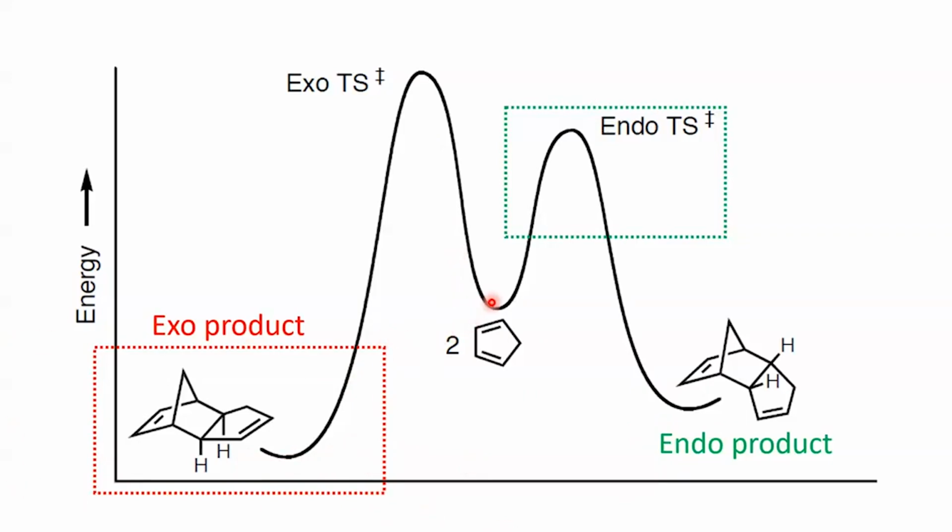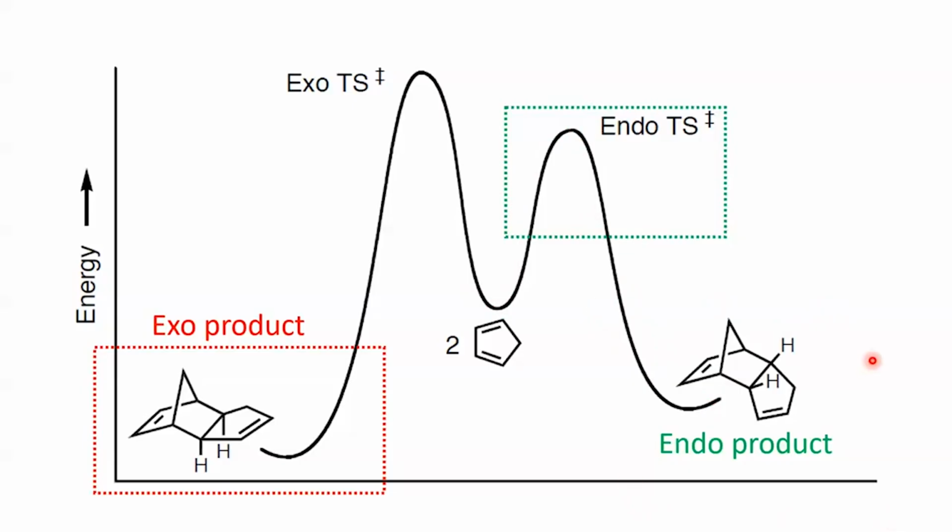However, given it's a thermally driven reaction, it's the transition state that's going to dictate which way the reaction is going to go. And we can see that this transition state for the endo product is lower in energy than for the exo product. So as you add energy, the reaction will proceed over this transition state to give us our endo product.